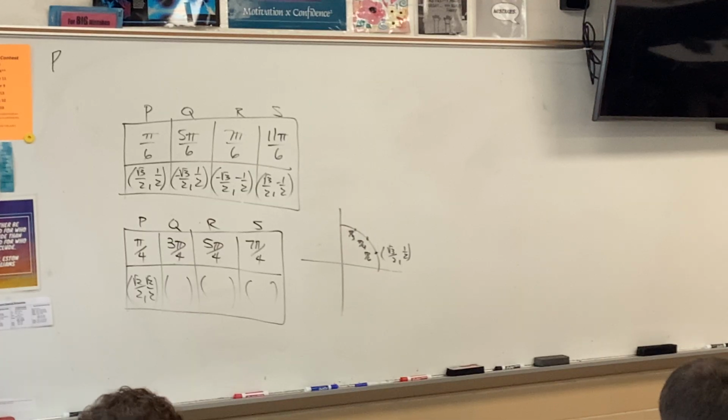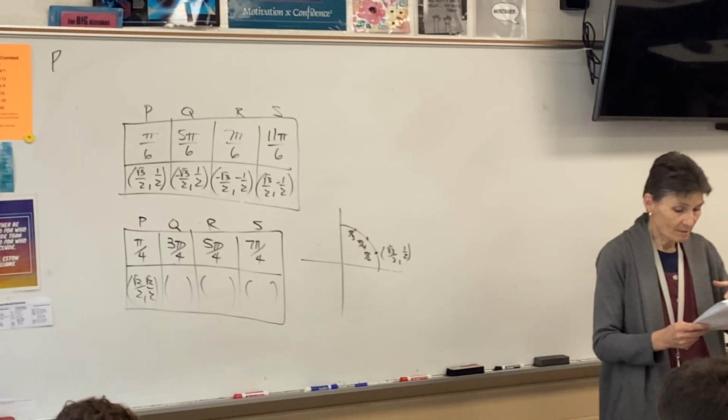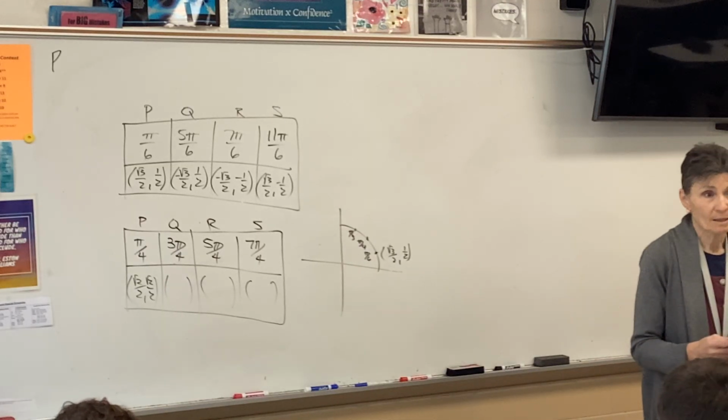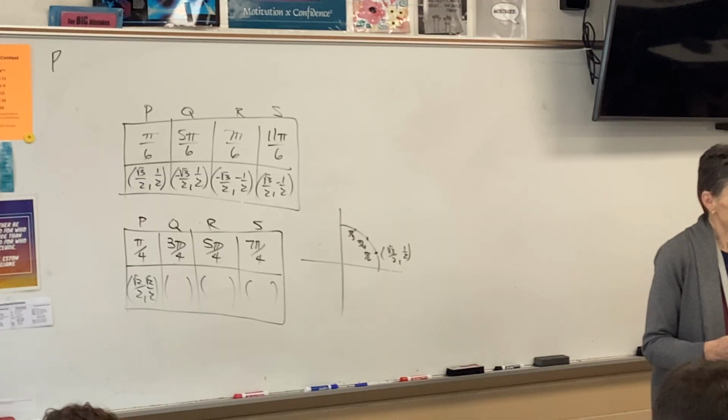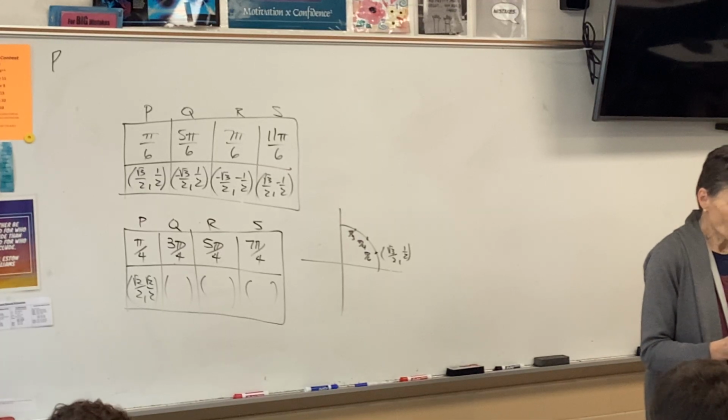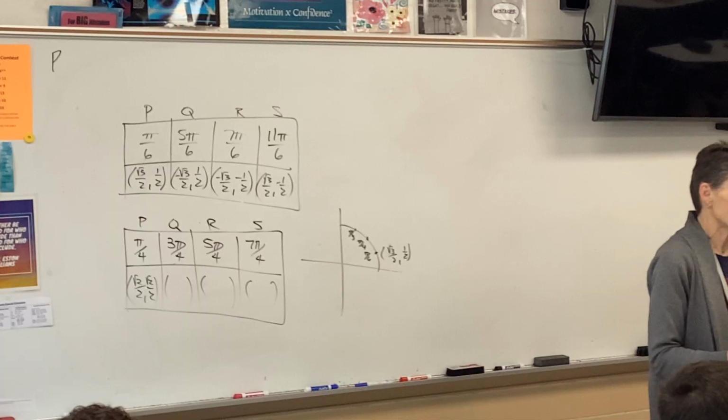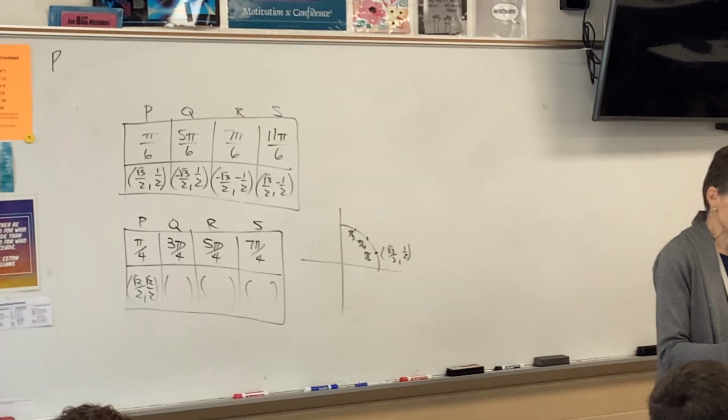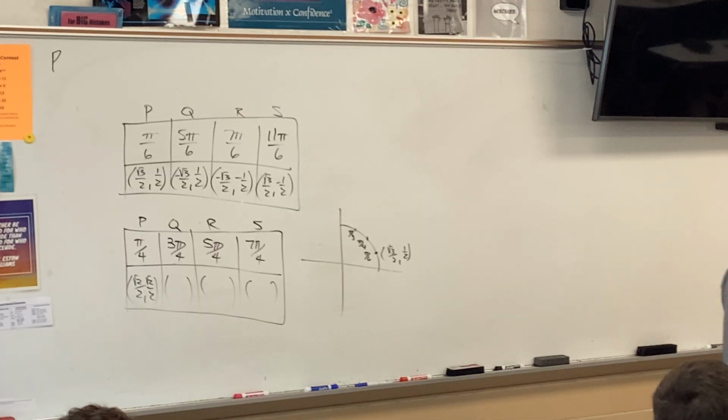How about the middle one? What are the middle ones? The middle ones are the pi over 4s. And the bottom ones are the pi over 3s. If you want to practice more, go ahead and do that. We're not going to do that right now. We're going to turn to page 16.